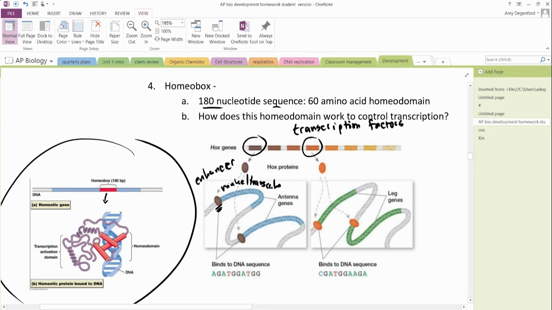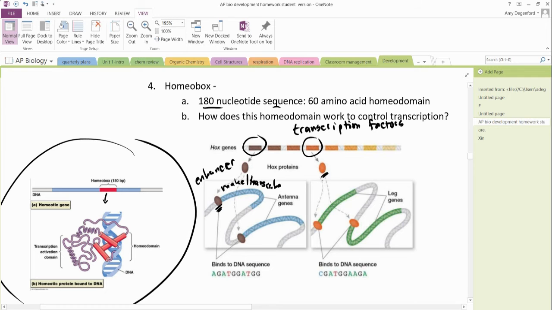And now this gene could be those genes that are going to make the antenna. So notice the Hox gene itself isn't making the antenna, but it's telling those genes that make the antenna, hey, we need you.